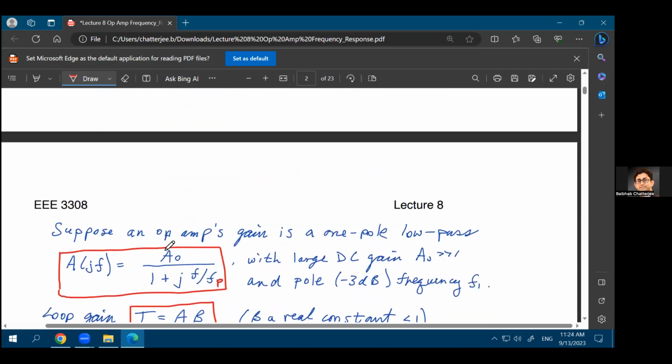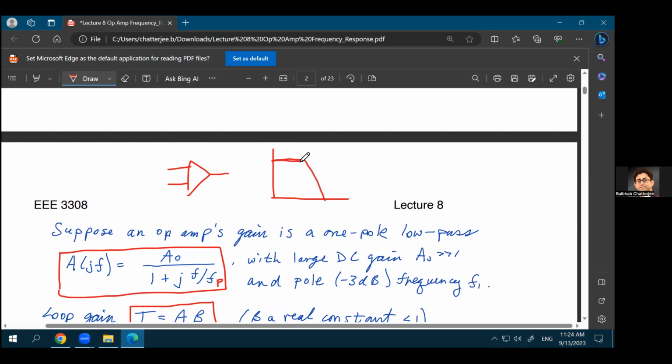This looks very similar to this form, right? A naught divided by 1 plus J times F over FP. This was the open loop transfer function of the amplifier. So if you just consider the op-amp, the transfer function of this, I'm drawing the simplified form.